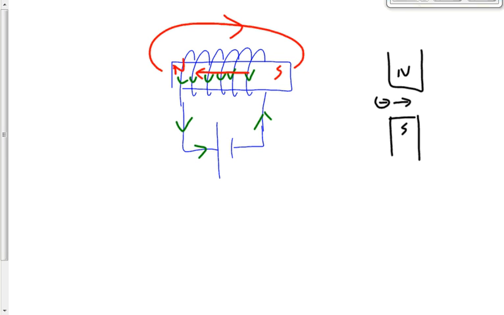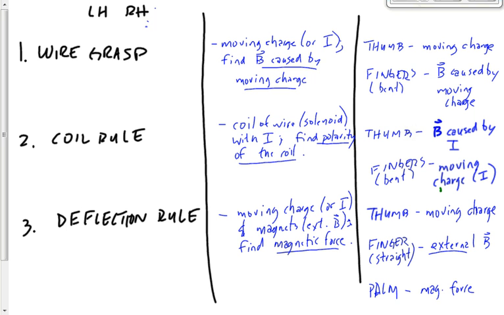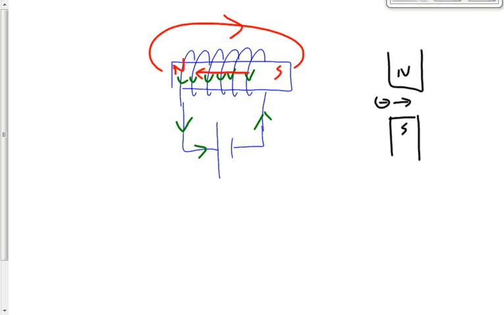So it's going to be the hand rule for deflection here, right? You're trying to find the force. You've got an external magnetic field. Remember how that one worked? Thumb in the direction of the moving charge, fingers in the direction of the magnetic field, palm points in the direction of the force. Thumb to the right, fingers down toward the bottom of the page, palm points out of the page. So the magnetic force in this case would be out of the page.